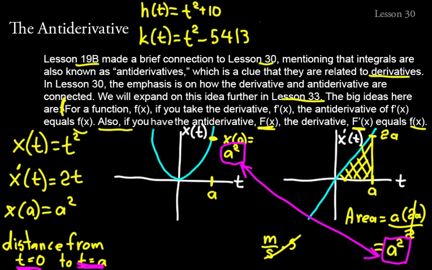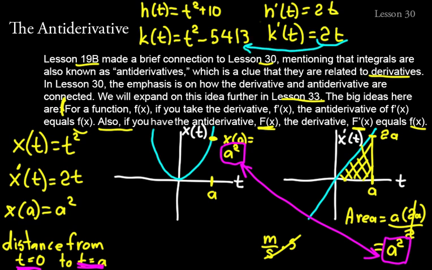Well, think about this. H prime of t equals 2t. K prime of t, what is that? That's also 2t. We could have an infinite number of functions like that, whose derivatives all equal 2t. So if we take the antiderivative, starting with that to get back to the original function, there's an infinite number of choices there, right? It's like t squared plus a constant.